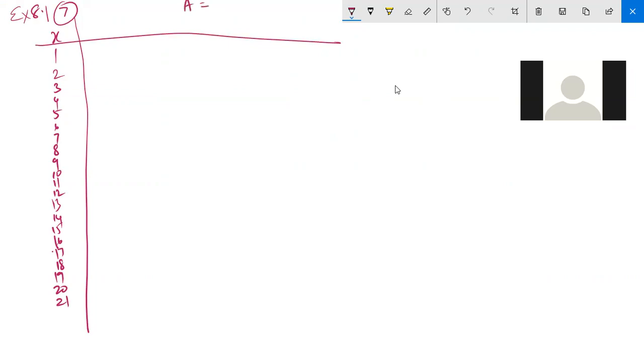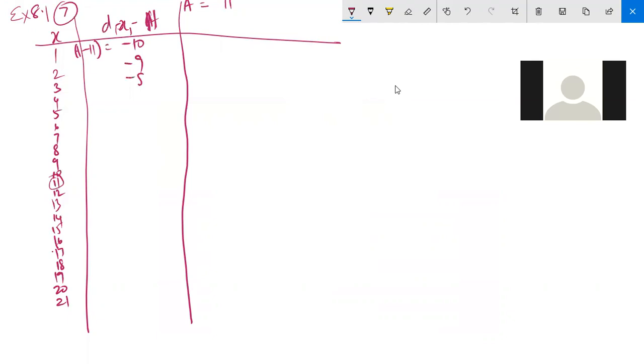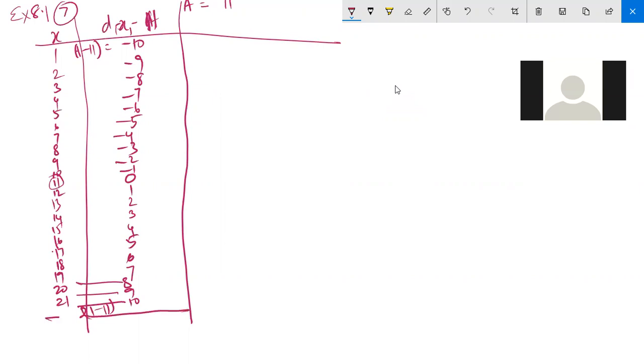To take an assumed mean, let us assume the mean is 11, somewhere in between there. Now d of i is equal to x of i minus a, that is x minus 11. So 1 minus 11, minus 10, minus 9, minus 8, minus 7, minus 6, minus 5, minus 4, minus 3, minus 2, minus 1. 11 minus 11, 0. Then 12 minus 11 is 1, 2, 3, 4, 5, 6, 7, 8, 9, and 21 minus 11 is 10. Okay, that's all. Then n is equal to 21.